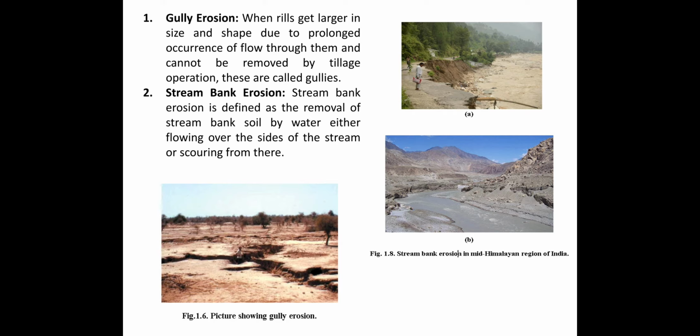Then the next type of erosion is the stream bank erosion. Stream bank erosion is defined as the removal of stream bank soil by water either flowing along the sides of the stream or scouring from there. Such erosion is called the stream bank erosion.